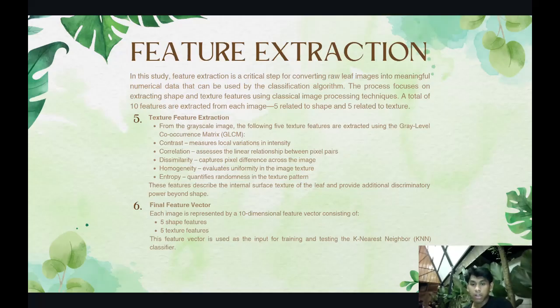These features describe the internal surface texture of the leaf and provide additional discriminatory power beyond shape. And number six, final feature vector. Each image is represented by a 10-dimensional feature vector consisting of 5 shape features and 5 texture features.